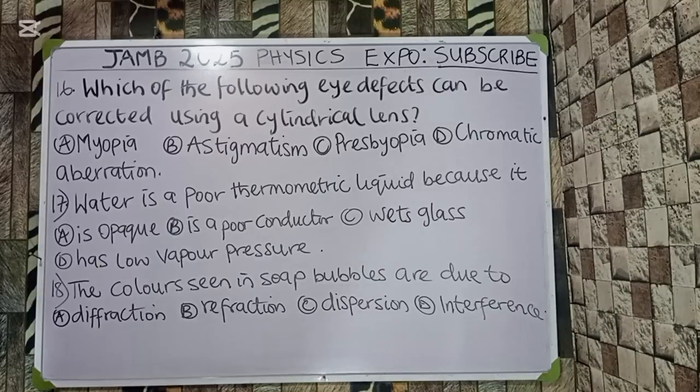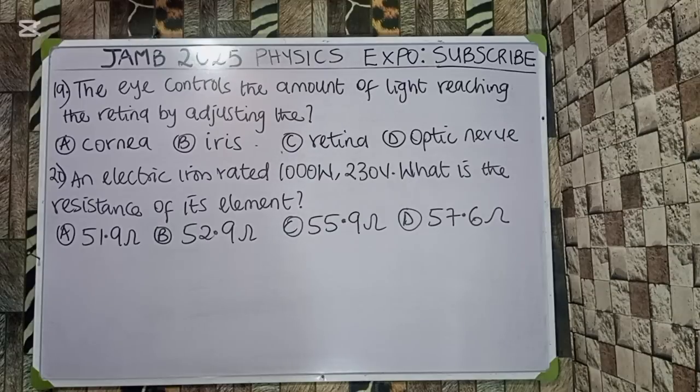Question 18. The colors seen in soap bubbles are due to what? A, diffraction. B, refraction. C, dispersion. D, interference. The correct option to this question is C, which is what? Dispersion, because dispersion is the separation of white light into its component colors. So the answer is C. Question 19. The eye controls the amount of light reaching the retina by adjusting the option A, cornea. Option B, iris. Option C, retina. Option D, optic nerve. The correct option to this question is option B, which is iris.